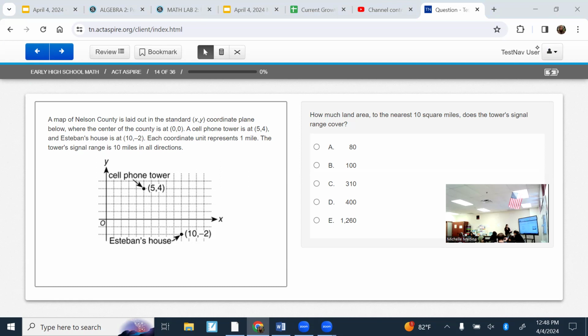So anyway, 10 miles in all directions, that'd be 1, 2, 3, 4, 5, 6, 7, 8, 9, 10. And then this way would be 1, 2, 3, 4, 5, 6, 7, 8, 9, 10. I'll go back and count that if I need to for this problem. But it's from the cell phone tower that it goes 10 in all directions.